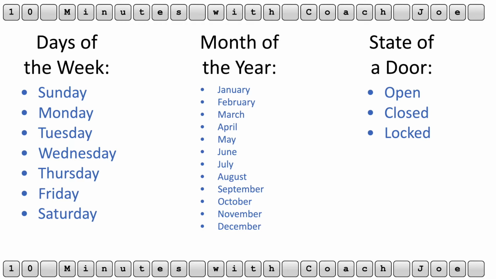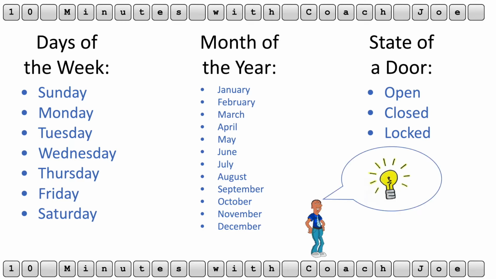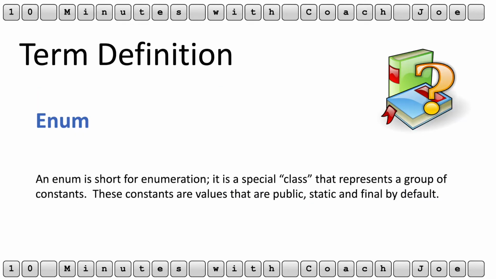A string data type could hold all the possible values. However, we do not need a developer to come up with a new day of the week like holiday, or a new month like smarch, or a new door state like broken. There is a way to prevent the assignment of unwanted values to a variable with the use of the enum class. The enum is a special class that represents a group of constant values that cannot change.